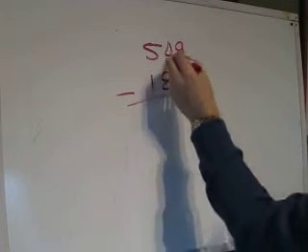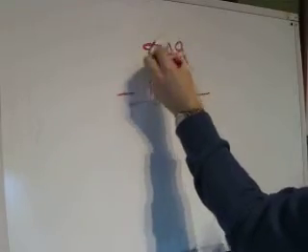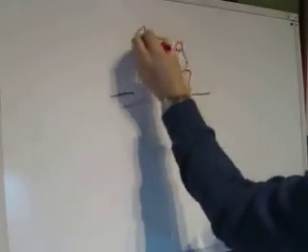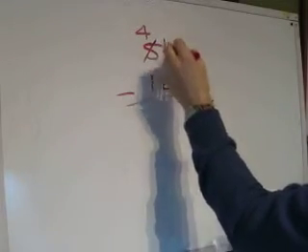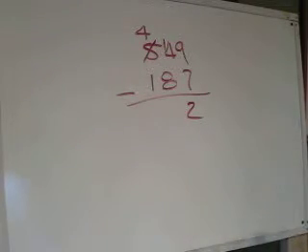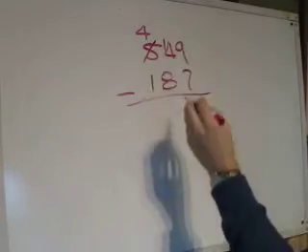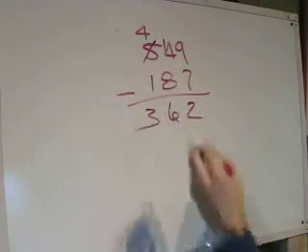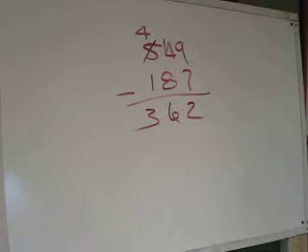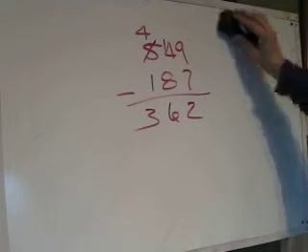So again, we're going to go to the number to its left, cancel that 5 out, and make it 1 less, a 4. And we're going to take that 1 and put it in front of that 4 and make it 14. So 14 minus 8 is 6. Now we take the 4 minus 1 and get a 3, and we get an answer of 362.